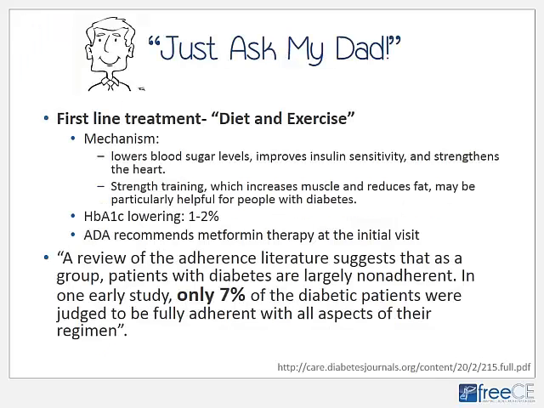As we know with the treatment of type 2 diabetes, the first line treatment is diet and exercise, and it works through the mechanism of lowering blood sugar levels, improving insulin sensitivity, and it strengthens the heart. Strength training, which increases muscle and reduces fat, may be particularly helpful in patients with diabetes. Just diet and exercise alone, if a patient is vigilant with it, will lower their hemoglobin A1C by 1 to 2%.